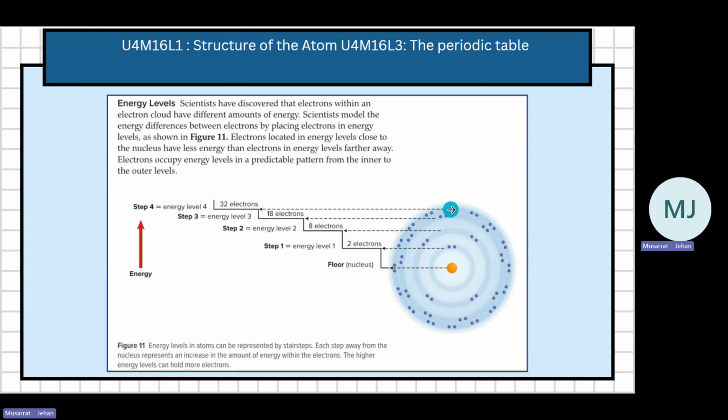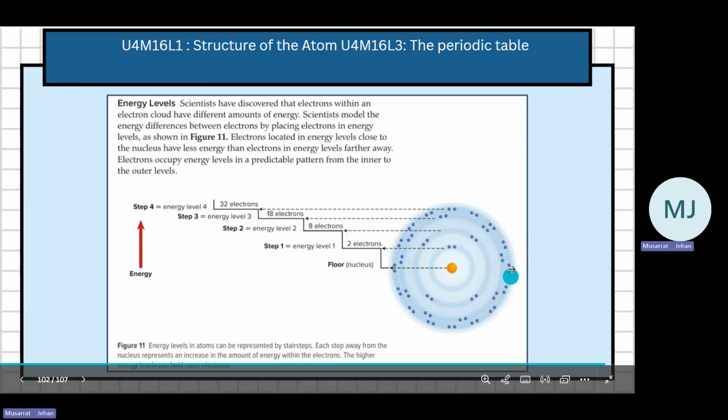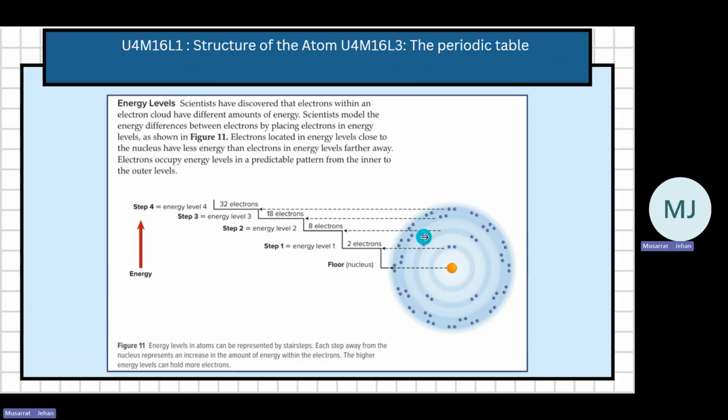But then you have to remember, in an atom, there is another condition: the outermost energy level should have a maximum of 8 electrons. Only then will that atom be stable. Otherwise, it will not be stable. If it is the first energy level, the maximum number will be 2. Here there are only 2 elements, hydrogen and helium.